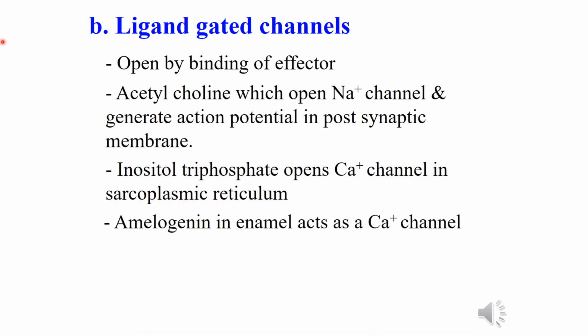Now the second type is the ligand gated channels. It is opened by binding of an effector or ligand, for example acetylcholine, which opens the sodium channel and generates an action potential in the postsynaptic membrane. That is one example. The second example is inositol triphosphate, which is also a ligand. It opens the calcium channel in the sarcoplasmic reticulum, and amelogenin in the enamel acts on the calcium channel and opens it for the calcium to enter. So these are the three examples of ligand gated channel. The ligands here are acetylcholine, inositol triphosphate, and amelogenin.